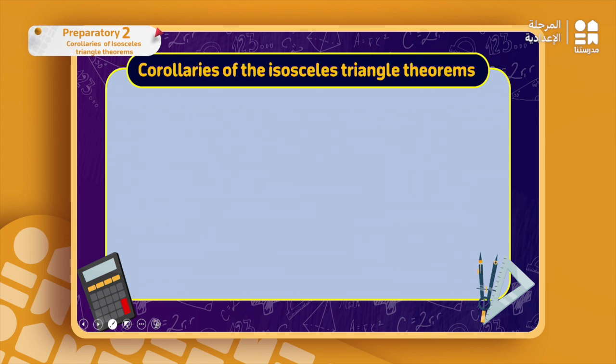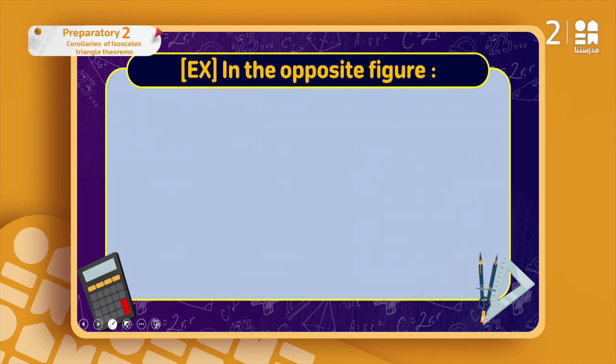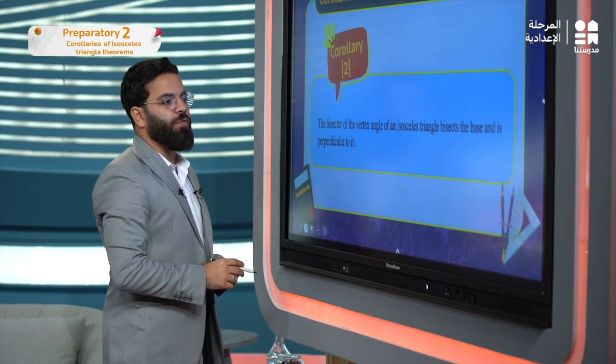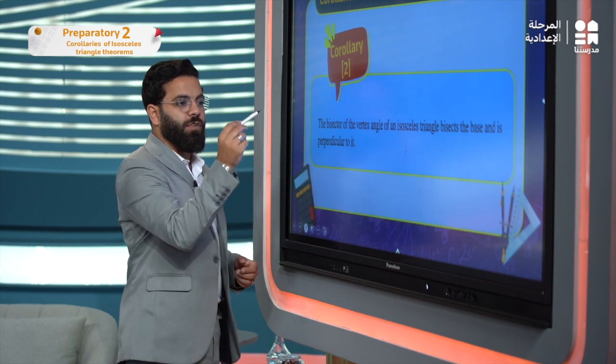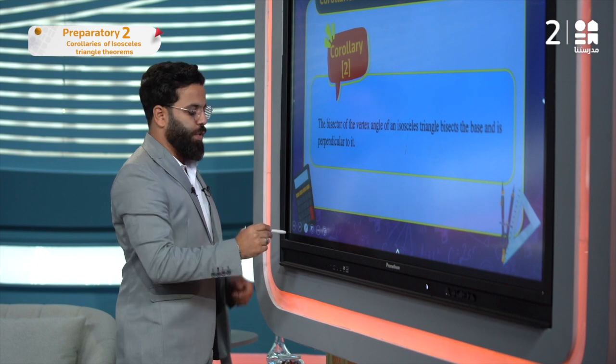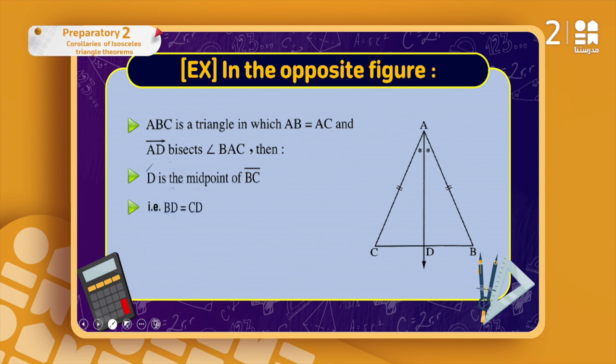أوكي، next corollary بتقول لي إيه؟ the bisector of the vertex angle of the isosceles triangle bisect the base and is perpendicular to it. يبقى البايسكتور of the vertex angle، البايسكتور بتاع الفيرتكس angle بيعمل إيه؟ bisect the base and perpendicular to it. طيب إزاي؟ زي ما حضرتك شايف هنا.